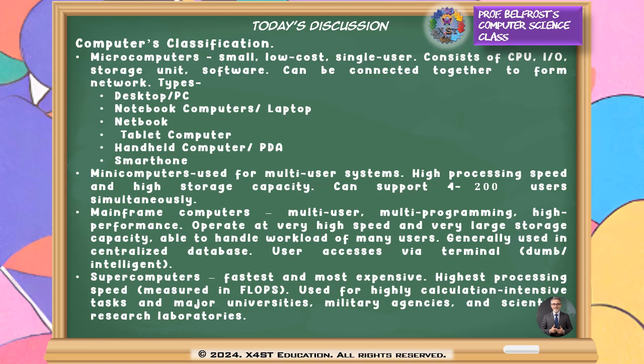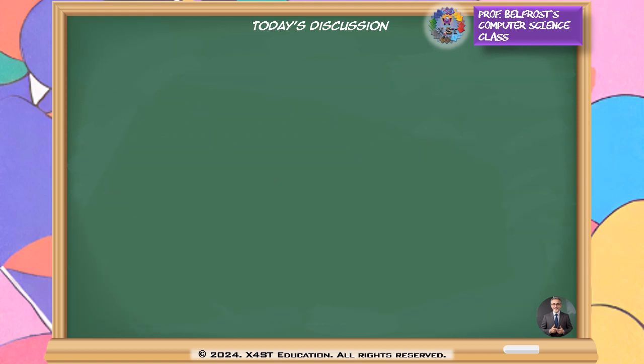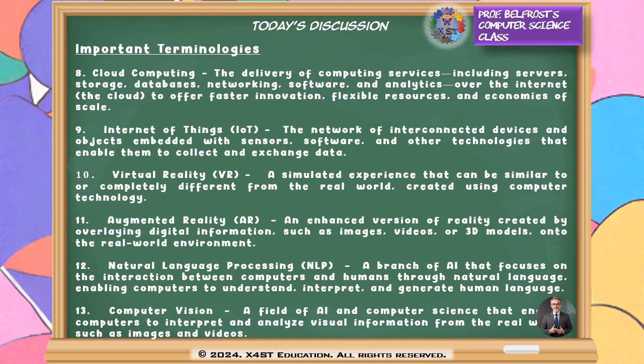The next one is the supercomputer. It is very fast and the most expensive one, and the processing speed is measured in FLOPS, floating point operations per second. It is used for highly calculation-intensive tasks, in major universities, for military purposes, and in scientific research laboratories. There are some important terminologies. I want you to take a screenshot of this and find more information about it because I will explain it in the next video.